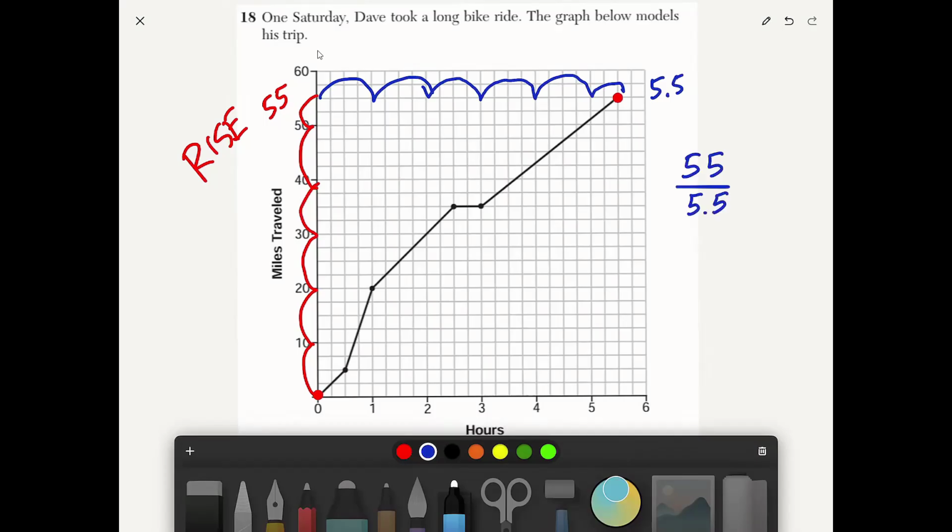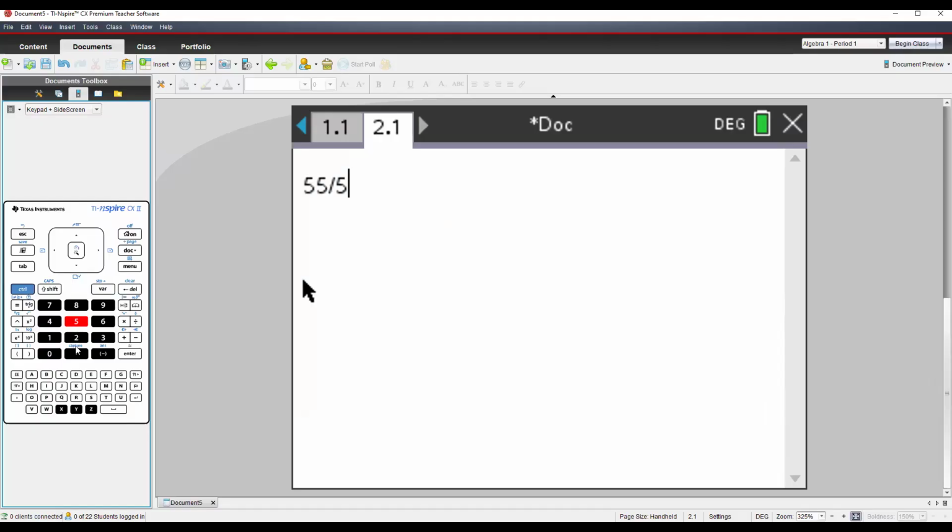And from here, I'm just going to use the calculator, and I'm going to go 55 divided by 5.5 is 10. So the answer for this one would be 10 miles per hour.